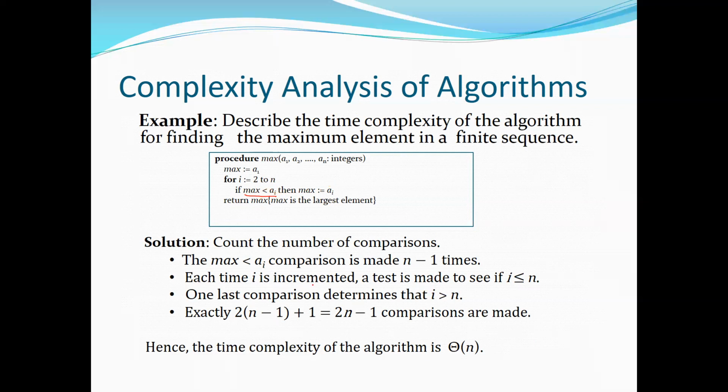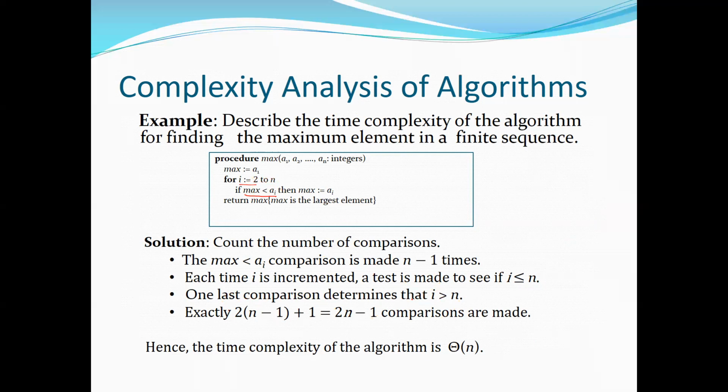Each time i is incremented, a test is made to see whether i is less than or equal to n. The loop runs from 2 to n, so every time i is incremented, we need to compare whether i is less than or equal to n or not. So this is also executed n minus 1 times. One last comparison determines when i is greater than n, so the loop terminates when i becomes greater than n. The loop executes for 2 to n, but one more comparison is required to terminate the loop. So one extra comparison is performed.